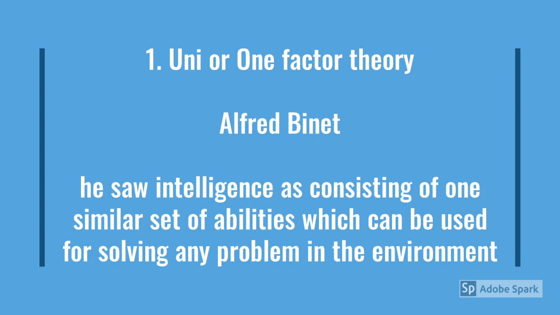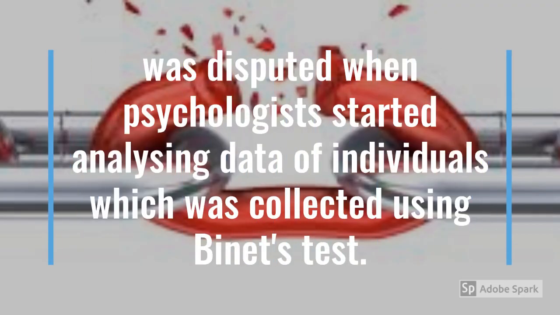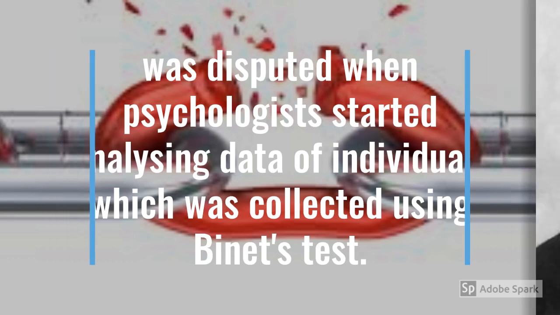Binet's theory of intelligence was rather simple because it rose from his interest in differentiating more intelligent from less intelligent individuals. However, Binet's theory of intelligence was disputed when psychologists started analyzing data of individuals which was collected using Binet's test. So his idea of intelligence having a similar set of abilities wasn't valid.